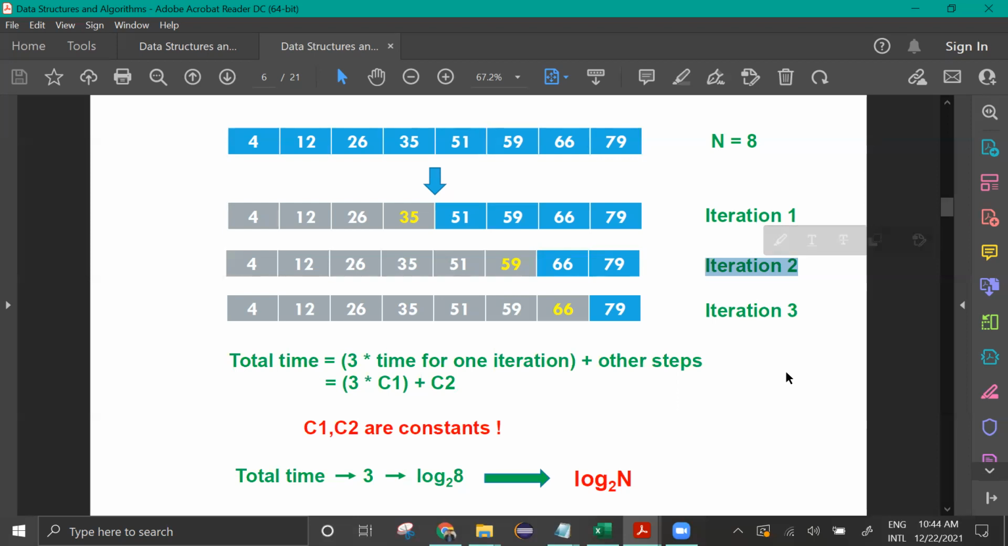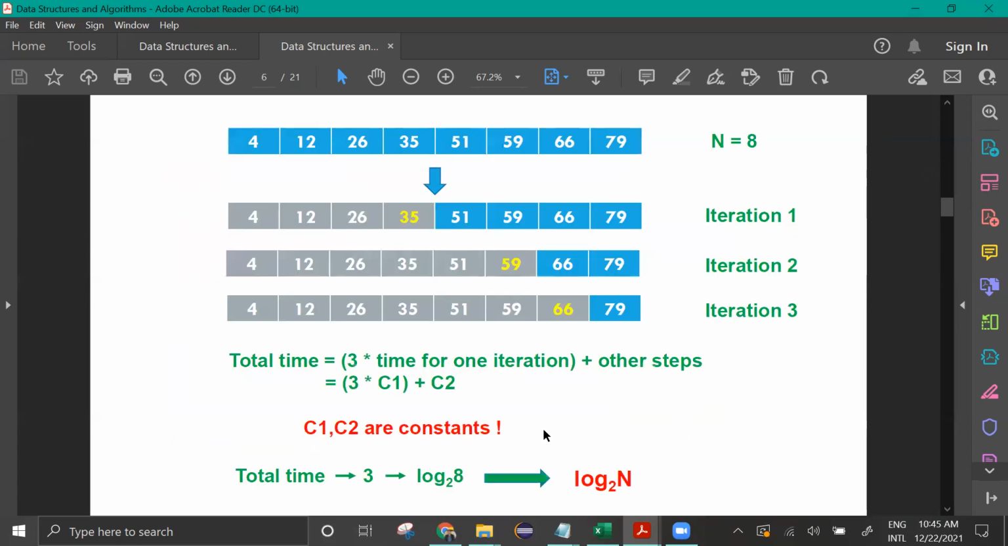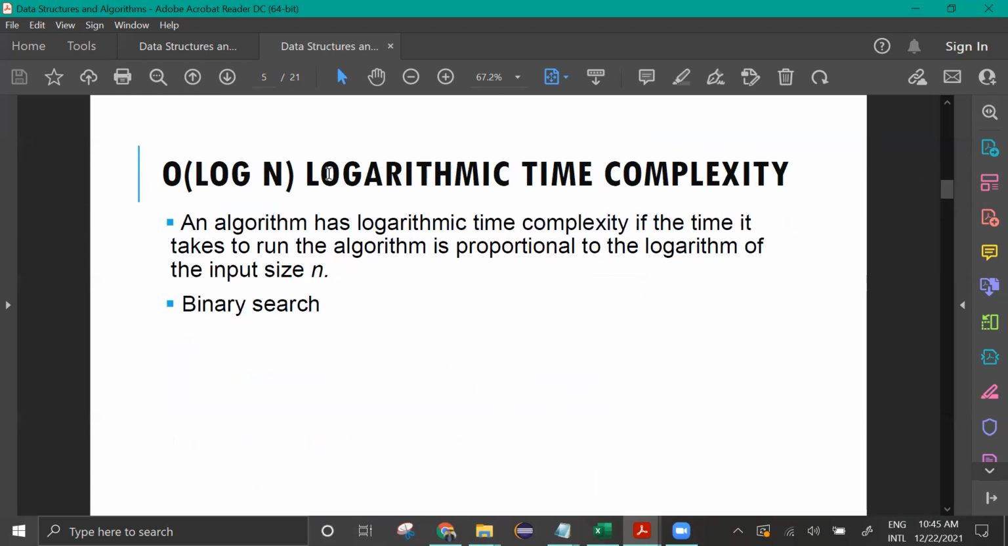So that means using 3 steps, we can reach the value, whatever value we are searching, if it is available. If it is not available, again we can find that it is not available using 3 steps maximum. So that's the idea. That's why binary search is logarithmic.